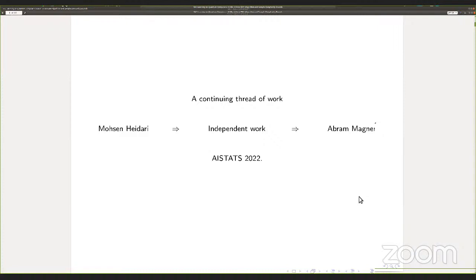So just a broad level perspective. This is a continuing thread of work. I started this with a postdoc at Purdue. His name is Mohsen. Then I started to work on it independently because he got busy with something else, and I did a good part of the work, and later I got a collaborator, a theoretical computer science person, Abraham Magner. And this is published in AISTATS recently.